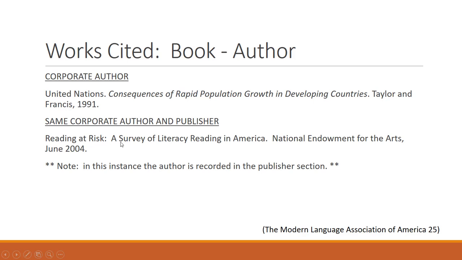So in here, and it looks like I needed to put this in italics, but it'll be Reading at Risk, a survey of literacy in reading in America. So the title is first. And then since the author and publisher are the same, you just put it in the publisher form, National Endowment for the Arts, and then June 2004. So yeah, in this one the title is first because the author and publisher are the same.